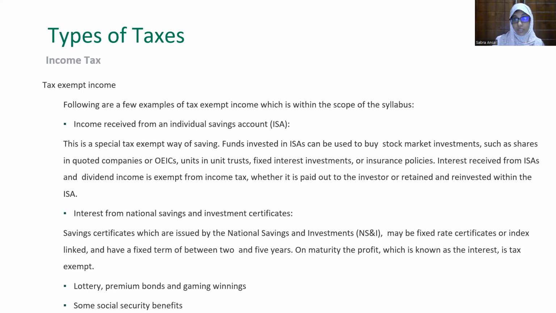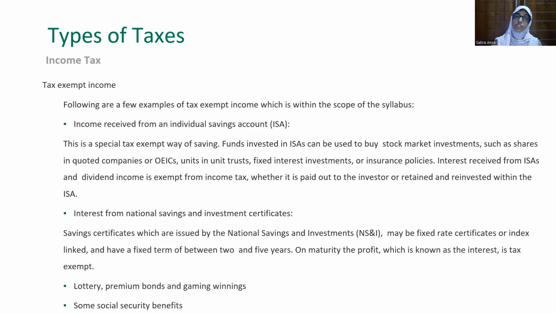Moving on. Now we will be talking about tax exempt income. Exempted means these particular incomes will not be considered as income for taxation, right? So when it comes to income received from an individual savings account, the ISA, we will not include it in the taxation because it will be taxed in a different way.